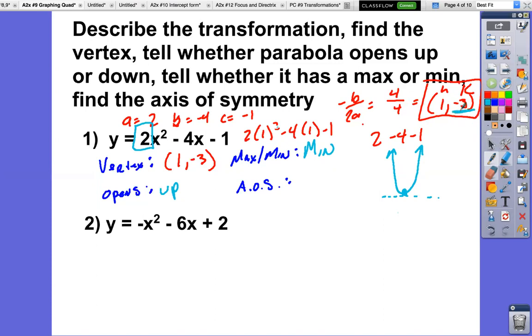It's -1. That's always your K value, always. So remember, minimum or maximum, it's always going to be your Y value. So it's talking about how high or how low it goes. So your minimum is -3. It's always your K value. And your axis of symmetry is always the line X equals whatever X equals in your vertex, which is +1. That's it.